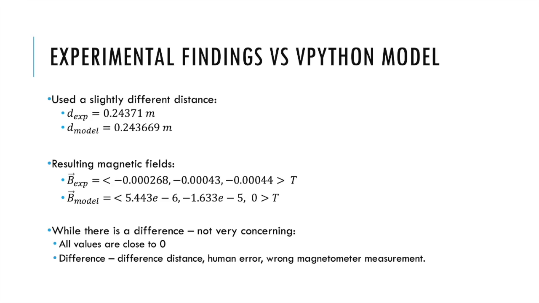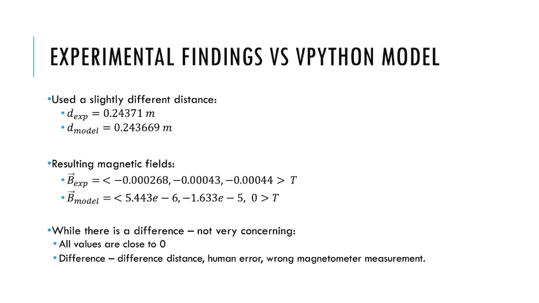So we compare the experimental findings versus the Python model. However, we used a slightly different distance. The D experimental was 0.24371 meters, and the D model is 0.243669 meters. It's slightly different, not by much. However, we do get different resulting magnetic fields, where B experimental is negative 0.000268, negative 0.00043, and then negative 0.00044 Teslas.